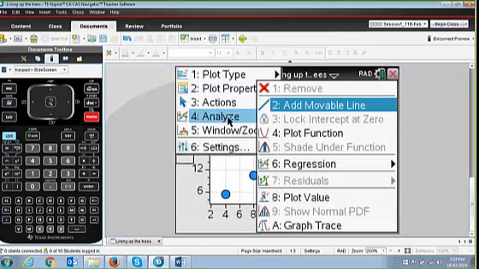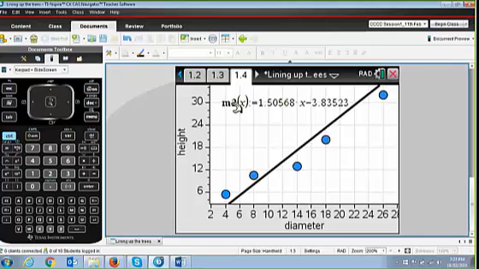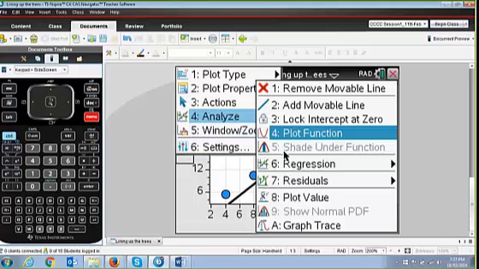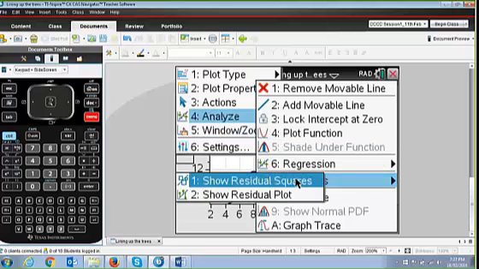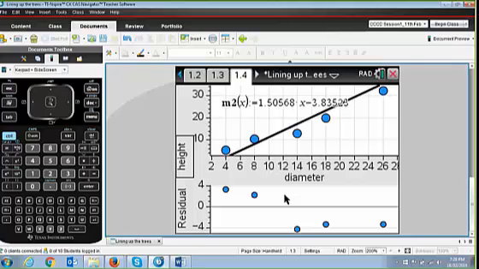So that's under Menu, Analyze, Add Movable Line. Notice this time it's a new one. The variable is named as M2. It's remembering M1 from the previous screen 1.3, and now I've got a new one. And I'm going to do different things with this. I'm going to add in the concept of residuals. So I go to the menu, Analyze, go down here to Residuals, and I'm going to show the residual plot, making sure that I do that first. There's a pedagogical reason for this.